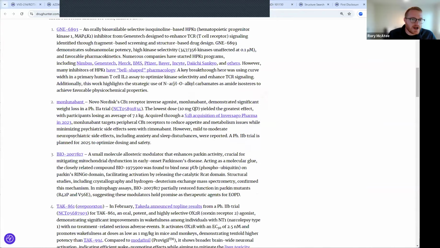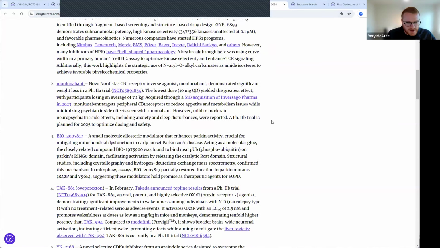We also provide a context. Okay, why is this particular HPK1 molecule or particular inhibitor interesting? And it turns out that Genentech found this really clever way of taking advantage of this bell-shaped pharmacology that many companies have noted, and they were actually able to use this bell-shaped pharmacology to really drive their selectivity assays and to optimize kinase selectivity. And so it's a really fascinating story. And this is really one of the reasons why this was selected as a molecule of the month.